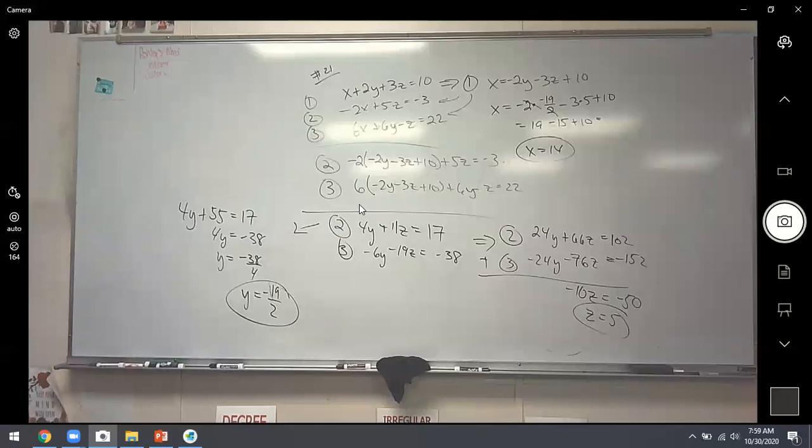Good question on that. Fractions are always a little bit suspicious, but it is what it is and it works. Good question. Anything else, guys?